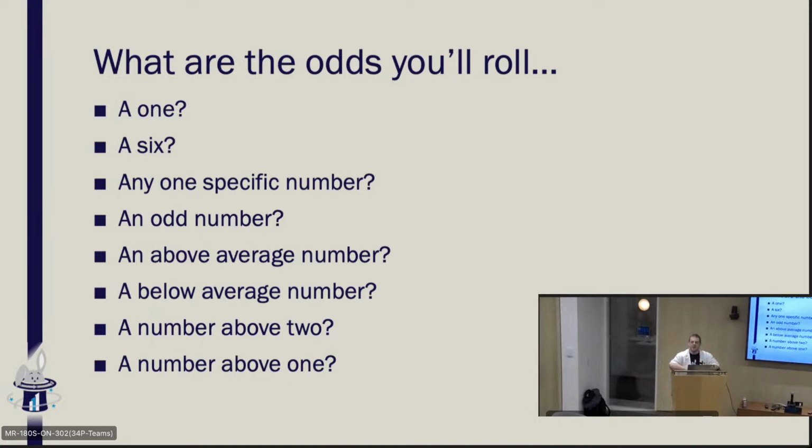How about the last two? What are the odds I'm going to roll a number above 2? 2 out of 3. What are the numbers that I could roll? 3, 4, 5, 6. And so the last one?